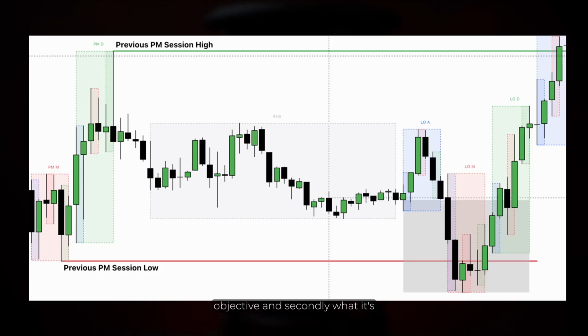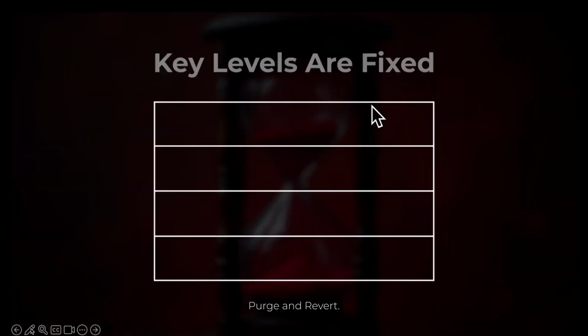And secondly, what it's referring to is the previous PM session high, where you can see that we opened low for the afternoon session, and we then saw the market take out a previous cycle low, in this case a previous PM session low, and we then saw a revert taking place towards the upside, drawing towards that previous PM session high. Purge and revert.